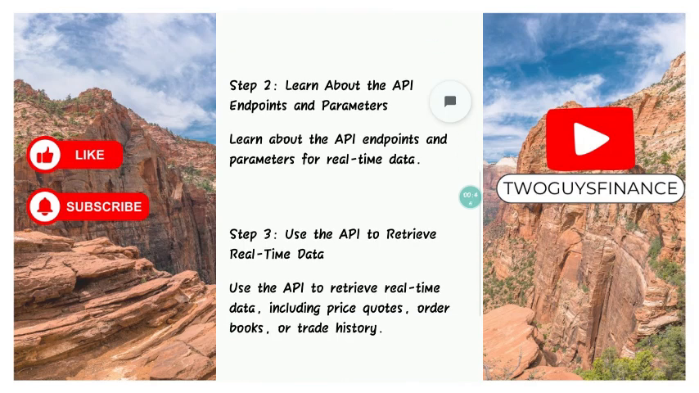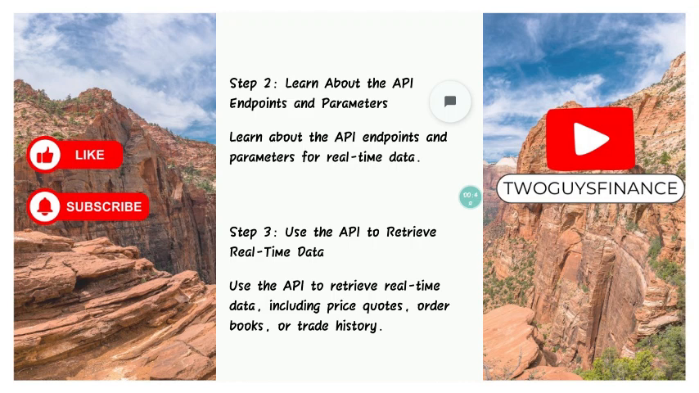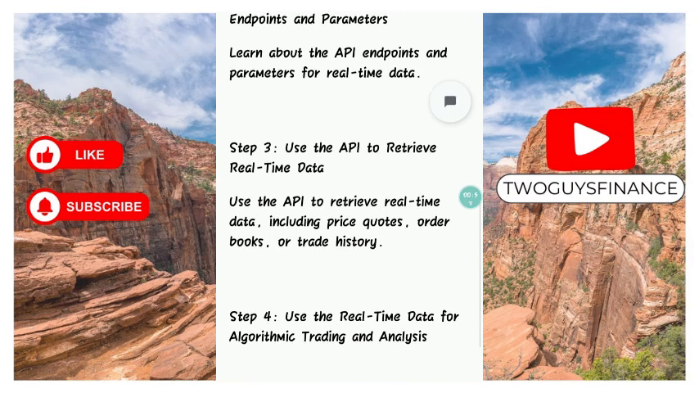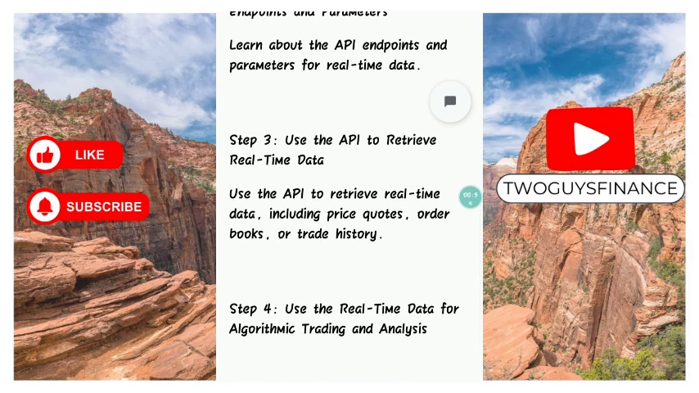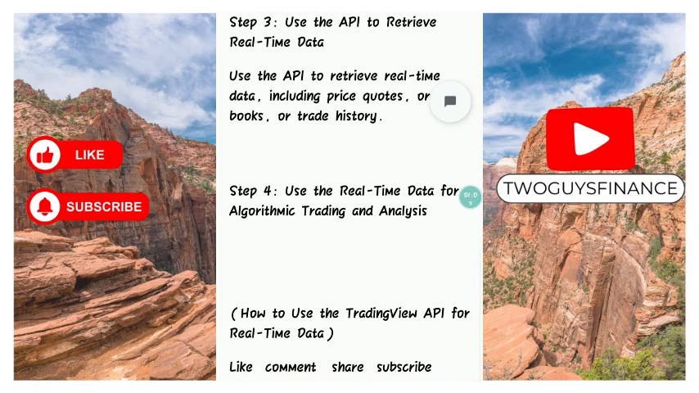You can use the API to retrieve real-time data, including price quotes, order books, or trade history. Now the fourth and final step is to use the real-time data for algorithmic trading and analysis. So that's pretty much it on how to use the Tradingview API for real-time data.